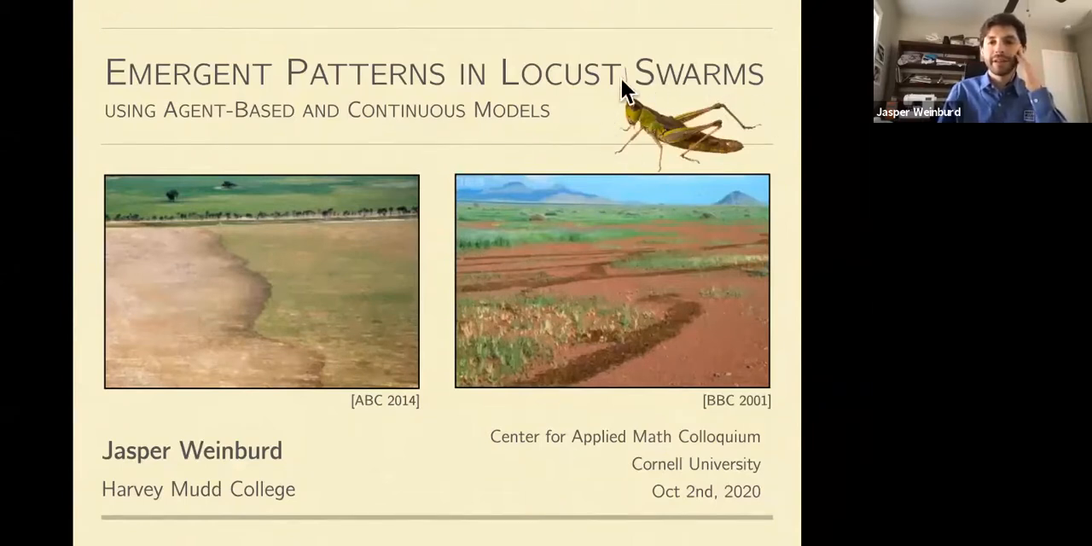You all can see my cursor, right? I think I checked that earlier, but great.